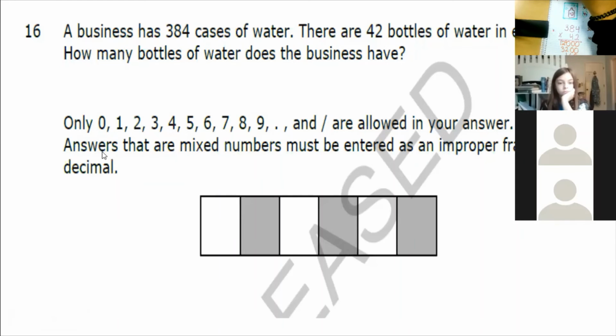You will find this thing on the test where it's asking you for an answer. Sometimes you will not have multiple choice. They will ask just for the answer. And what this is really saying is your answer should be a number. It says that answers that are mixed numbers must be entered as improper fractions. So you don't have to convert any improper fraction to a mixed number if the question needs you to have an improper fraction or a decimal.